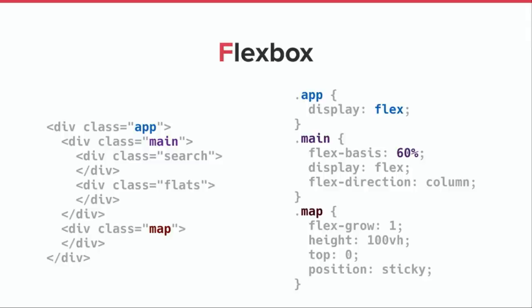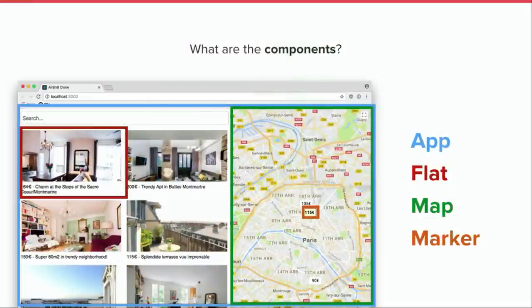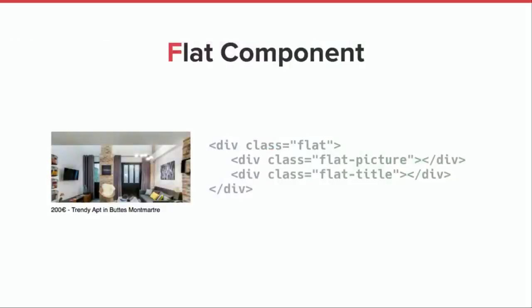Here, what we are going to do is have an app, which is a Flexbox, containing a main and a map. The main will be on the left. The map will be on the right. And inside the main, we will have a search bar and our flats. So you kind of draw some squares. On the right, you have an element. On the left, you have the list. And we are going to use Flexbox to have a design which looks like that.